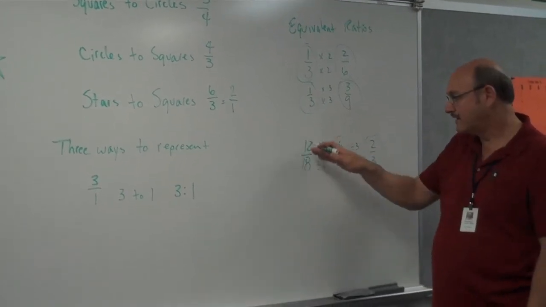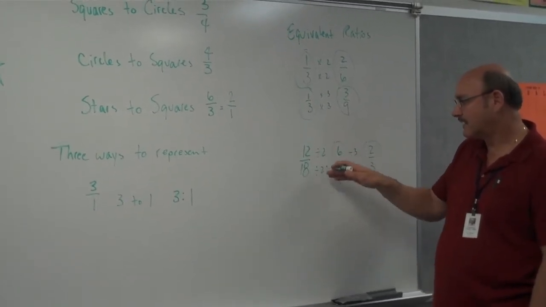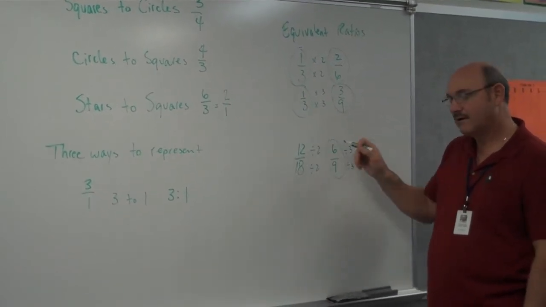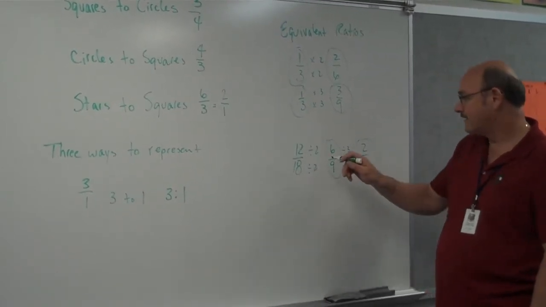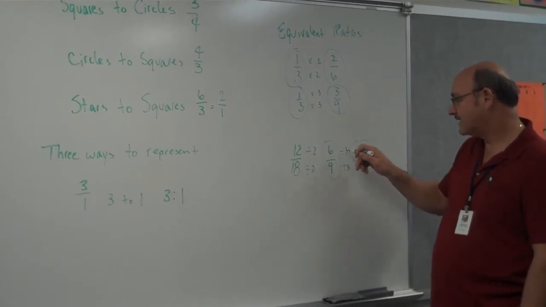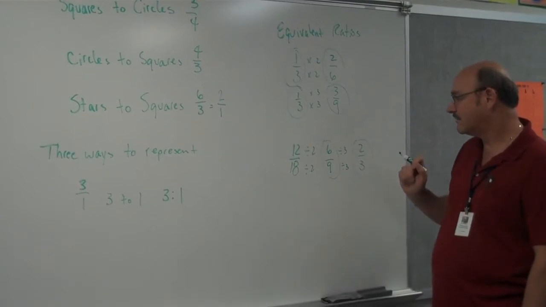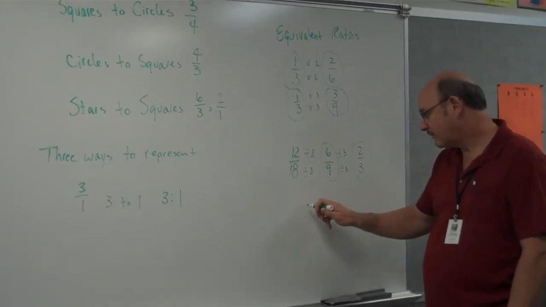We can also reduce. If we had 12/18, we can divide top and bottom by 2. That gives us 6/9. 6/9, 12/18 equivalent. We can divide the 6/9 by 3, get 2/3. 6/9, 2/3 equivalent.